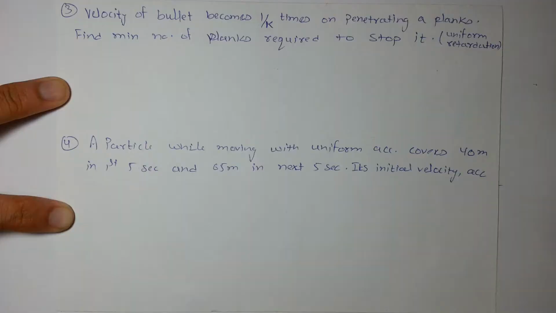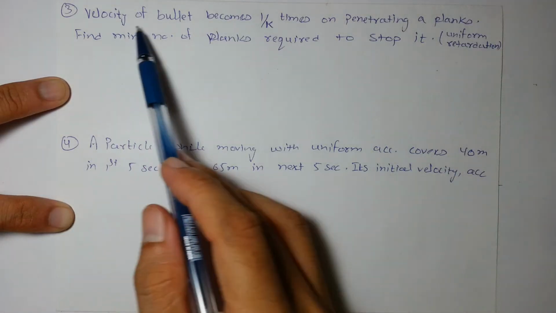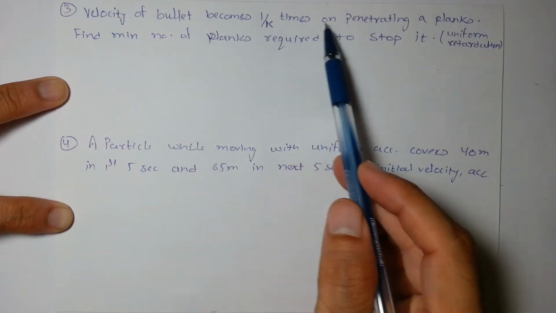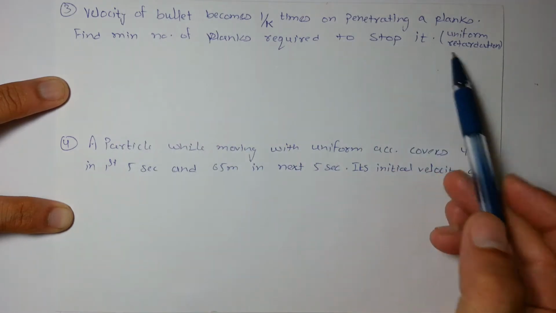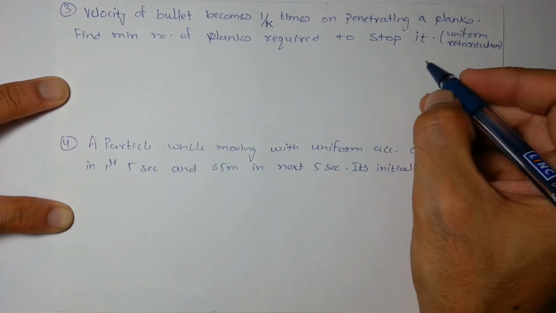In the next question, the velocity of a bullet becomes 1 by k times when it penetrates through a plank. Find the minimum number of planks required to stop it, assuming uniform retardation.